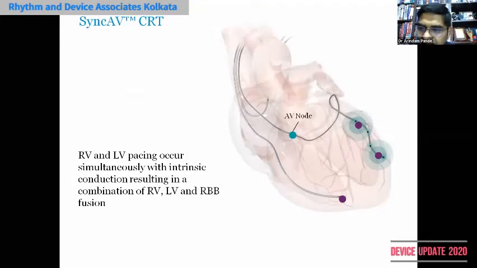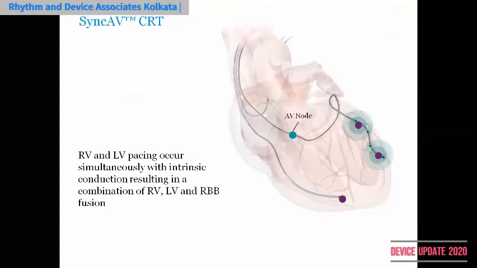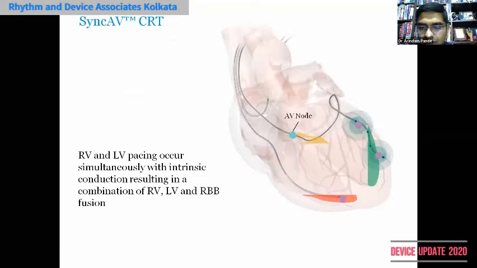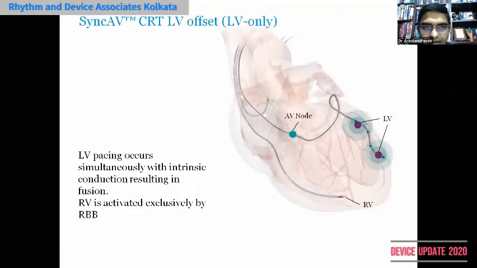It actually utilizes the intrinsic conduction through the right bundle, so that a fusion can be created. And you can see a fusion is being created with this technology. Now, many a time this SYNC-AV can use only LV-only pacing. This is how it is doing.